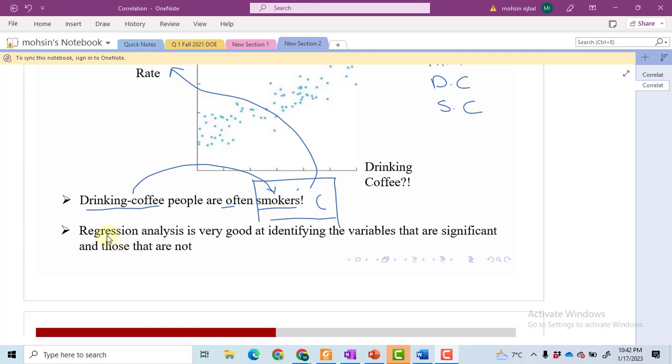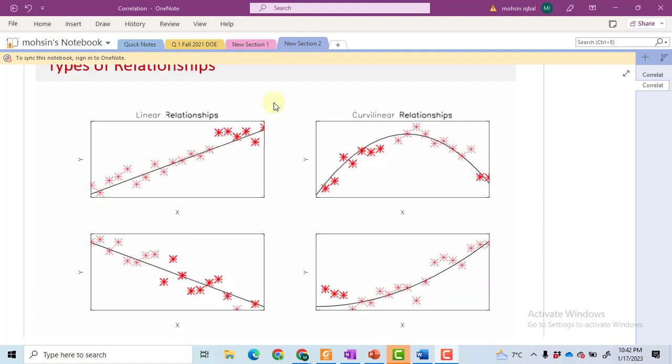After the correlation analysis, we perform the regression analysis. That is good at identifying the variables that are significant and insignificant, because in the regression analysis we make another table that tells us, based upon the p-value or the test statistics, whether our variables are significant or not. If we talk about the relationship graphically, we have simply two types of relationships: linear and curvilinear.